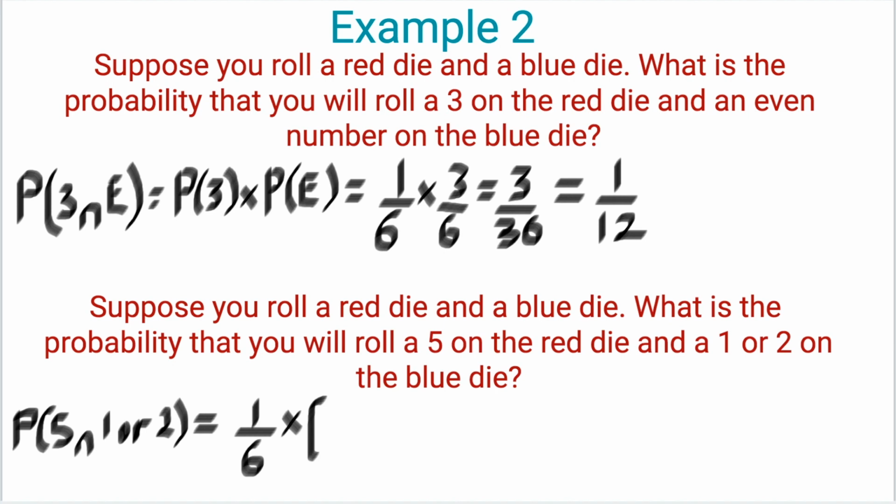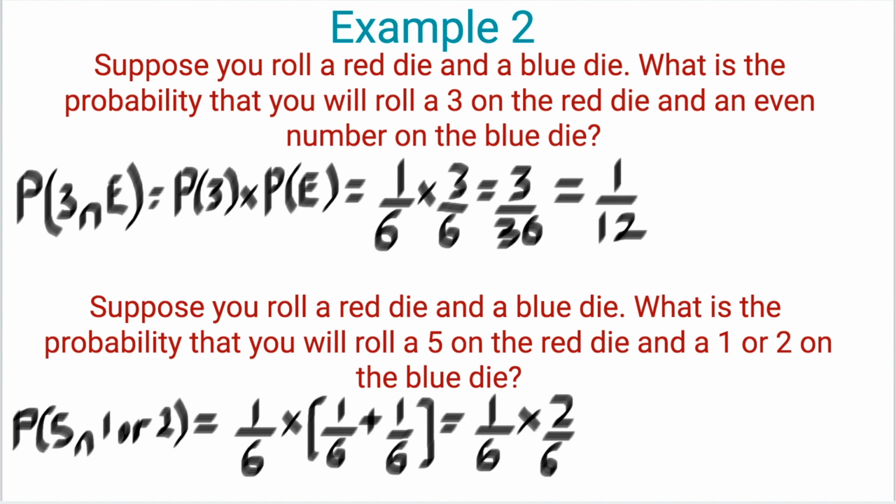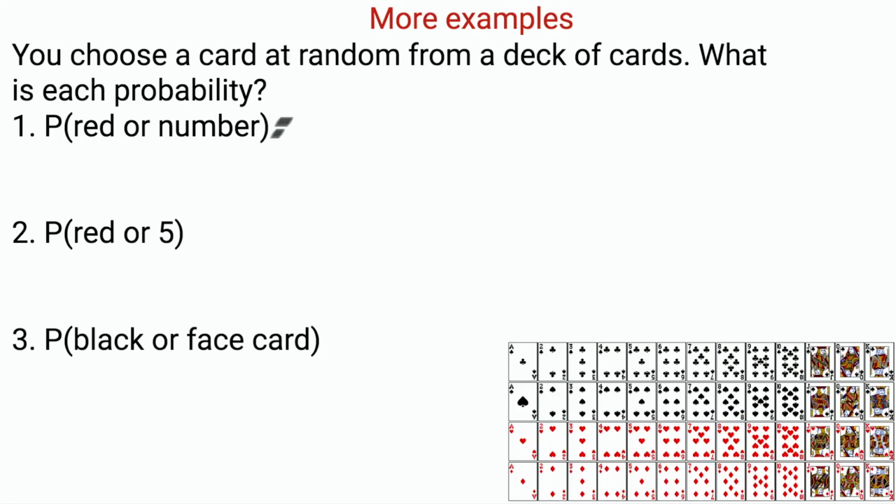So the probability of getting a 1 is 1 over 6, and I'm going to add that to the probability of getting a 2, which is also 1 over 6. So once I get that sum, I'm going to multiply it by the probability of getting a 5. So 1 over 6 times 2 over 6. So 1 over 6 plus 1 over 6 is 2 over 6. And that product is 2 over 36. And you simplify that to 1 over 18. This is the probability of rolling a 5 on the red die and a 1 or a 2 on the blue die. So here's some more examples.